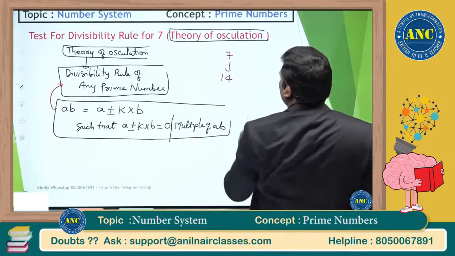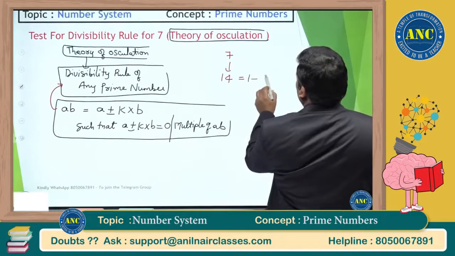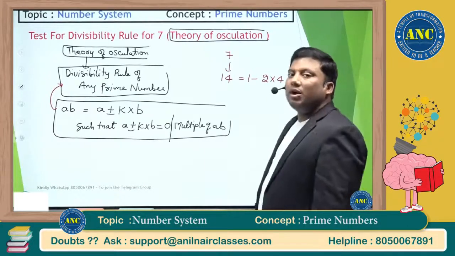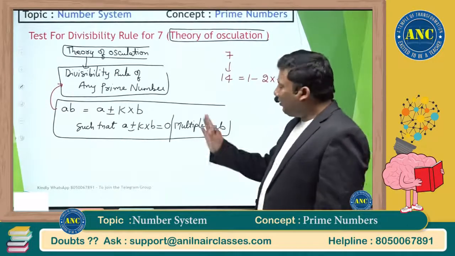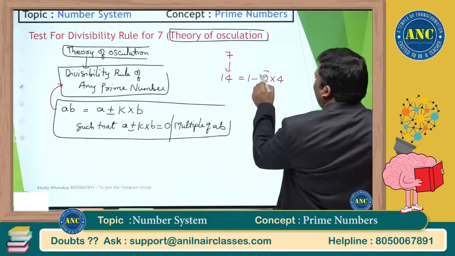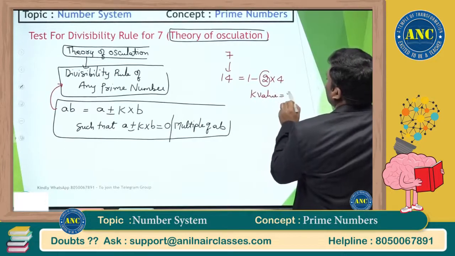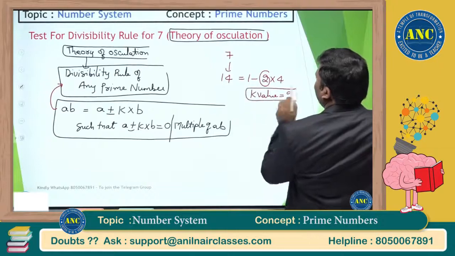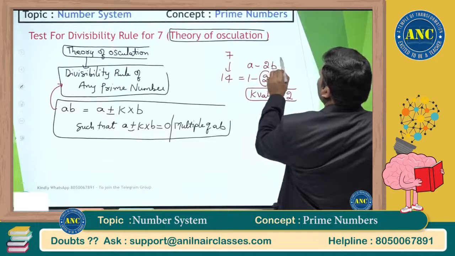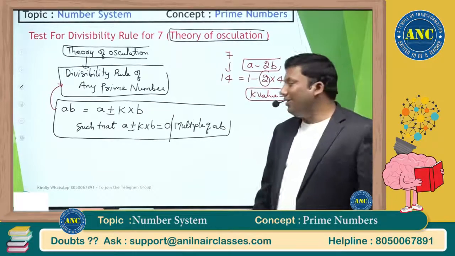What is the first multiple of 7? 14. Can I write 14 as 1 minus 2 into 4? What is 1 minus 8? 1 minus 8 is minus 7. Forget about the sign. Is 7 divisible by 7? Yes. So what is the K value here? The K value here is 2. So I am writing it as A minus 2B. Am I right? What is the value of K? K value is 2.